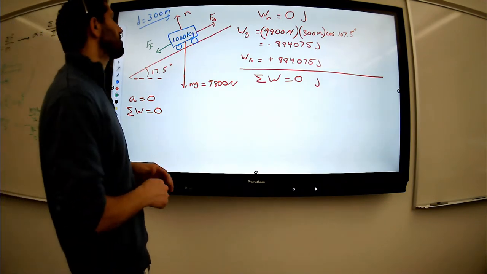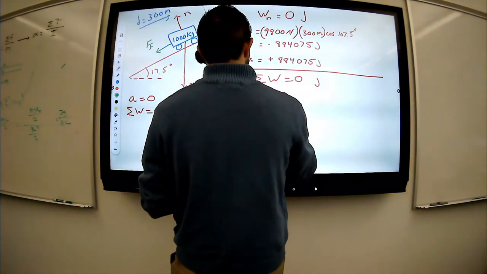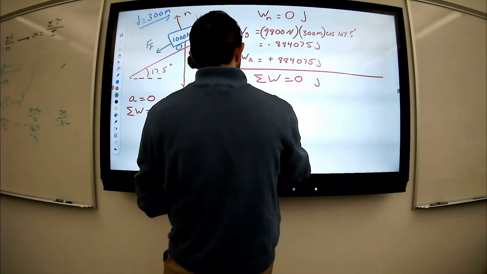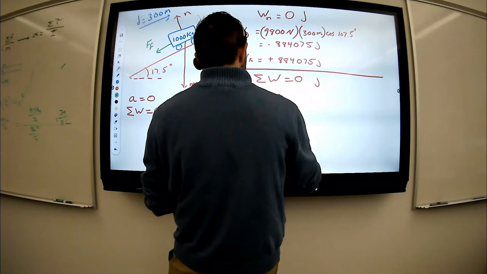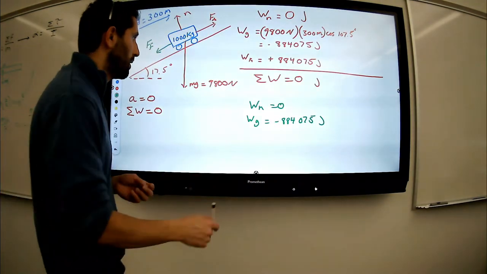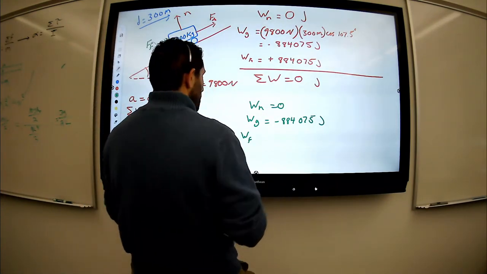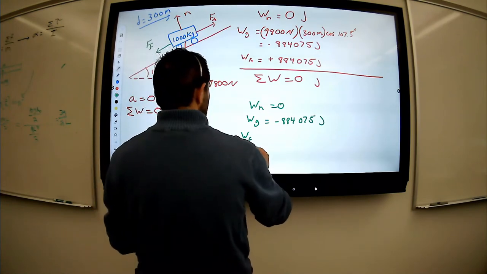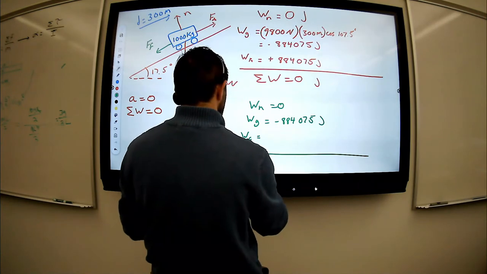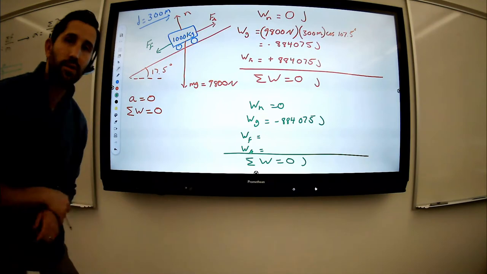Okay, so in part B, the normal force still does no work. And the work done by gravity doesn't change. It's still negative 884,075 joules. But here's the problem. I don't know the work done by friction. And I don't know the work done by the applied force either. When I add them all together, I still get 0 though, because we're still talking about constant speed.